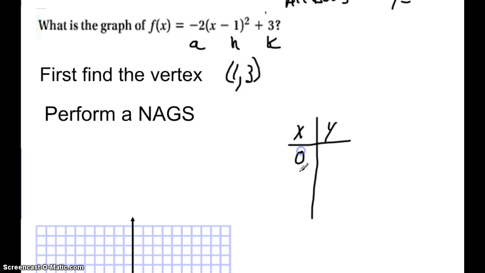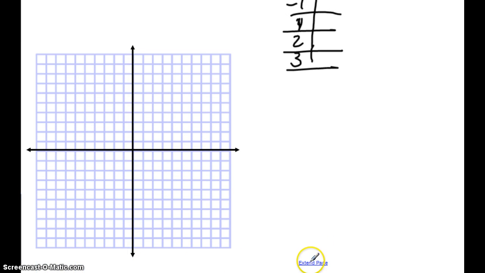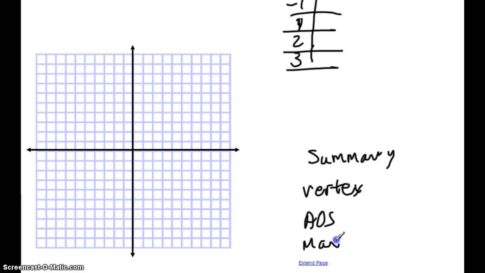To the left of 1 is 0, negative 1. We can also plug in 1 there if you'd like, and then pick a couple points to the right of 1, which is 2 or 3. And then what you're going to have to do, again, is plug those in to find your numerical values. Graph this, and then write yourself a nice little summary. That's probably going to be the vertex. That's going to be the axis of symmetry, max or min, and concave up or concave down.